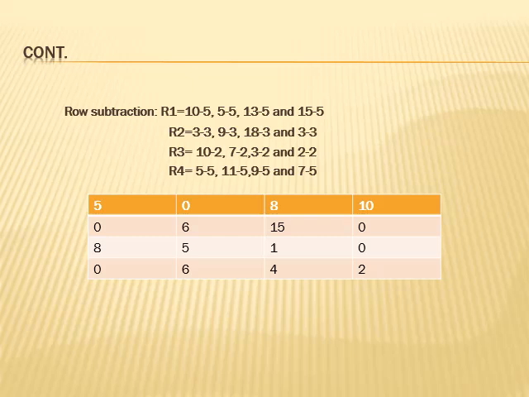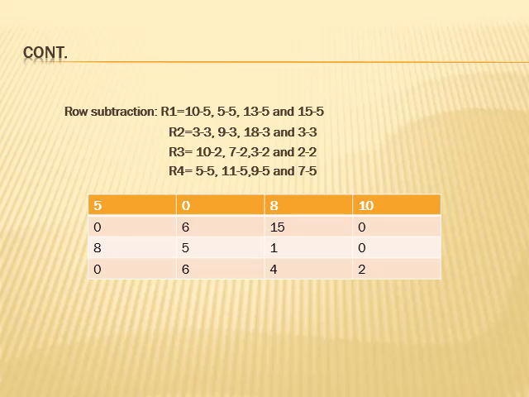In row number 2, the costs inserted in this row are 3, 9, 18, 3. Then the least cost is 3. It should be subtracted from the remaining elements of this row. 3 minus 3 is 0, 9 minus 3 is 6, 18 minus 3 is 15, and 3 minus 3 is 0. Move to the next row.